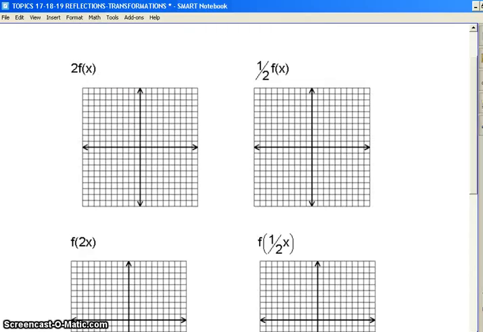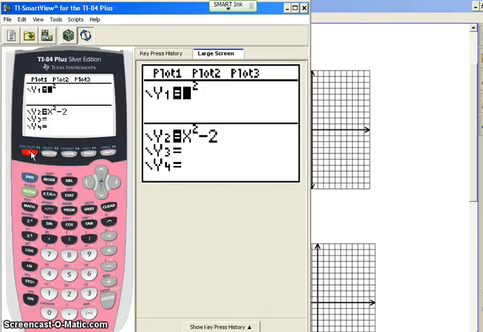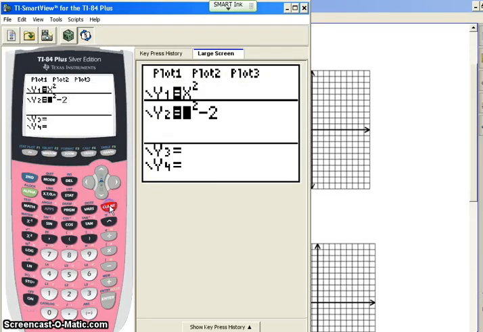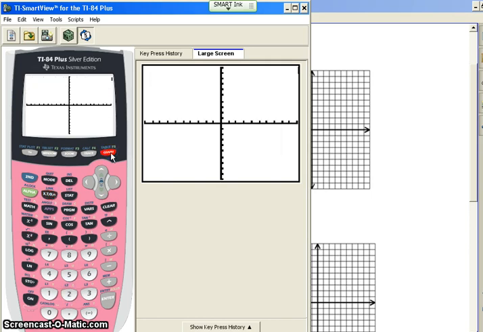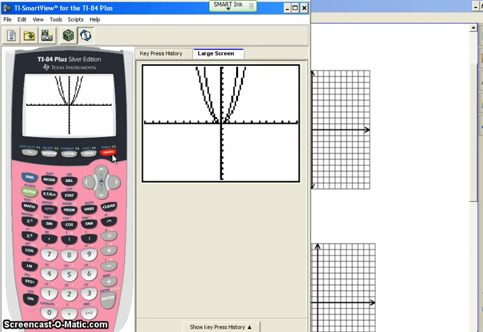Okay, on this next example, the 2 is being multiplied times the entire function. So let's see how that looks. 2 times x squared. This whole example is using the parent function f of x equals x squared. So on this example, if we took the parent function x squared and multiplied it times 2, you can see here that it makes the graph more narrow.